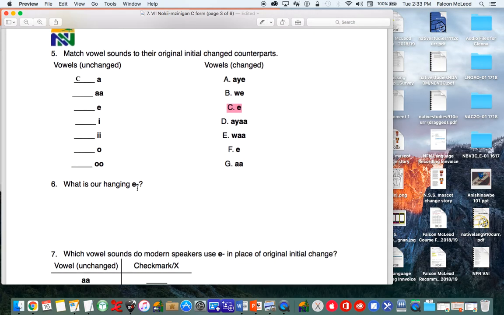So what is our hanging E? I want you to explain what our hanging E is. Is it a suffix? Is it a prefix? When do we use it? Etc.